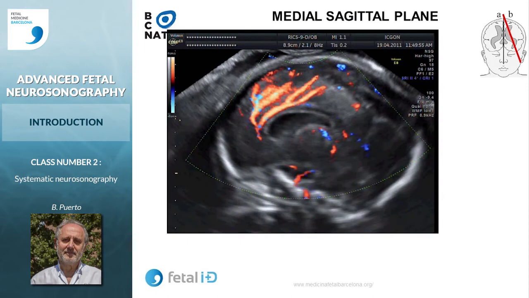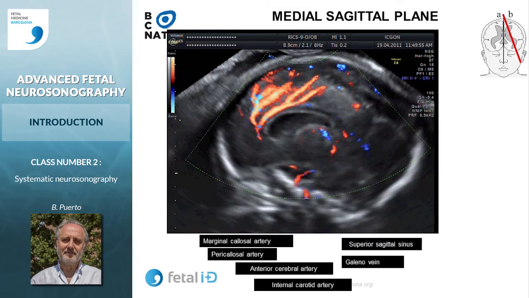In this section, we can also assess the vessels. It can be useful in cases in which there is suspicion of corpus callosum agenesis. The pericallosal artery can help to identify the trajectory and form of the corpus callosum, and there is also the Galen vein.